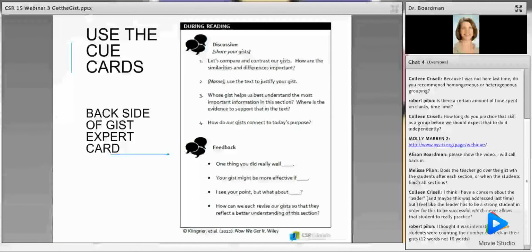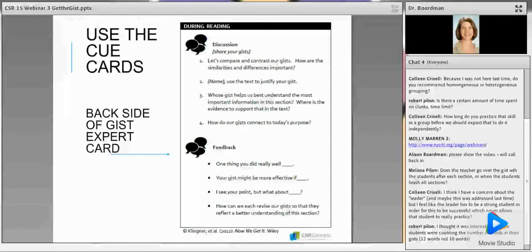As I noted, the cue cards are very helpful in guiding the gist process, particularly in helping kids go back and forth between that individual think, write, and wait time and that group discussion and share and feedback time. So you can see after the kids have written their gists on the back of the cue card, the gist expert might say, let's compare and contrast our gists. How are the similarities and differences important? Whose gist helps us best understand the most important information?